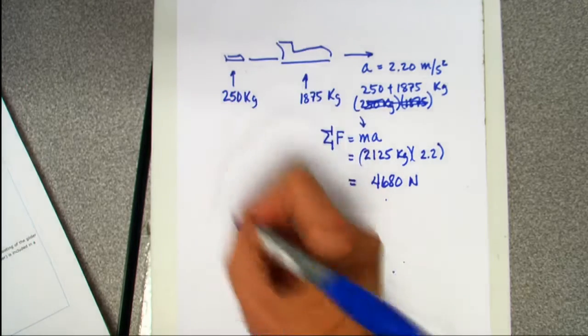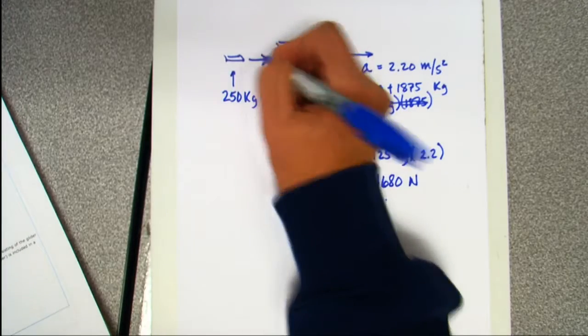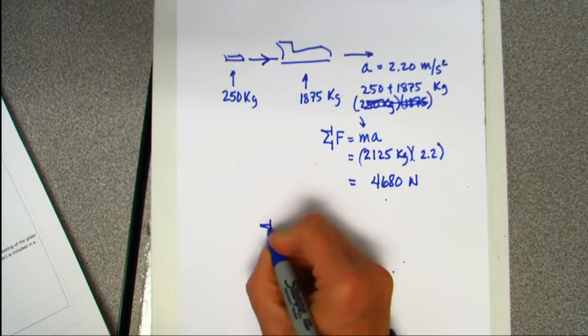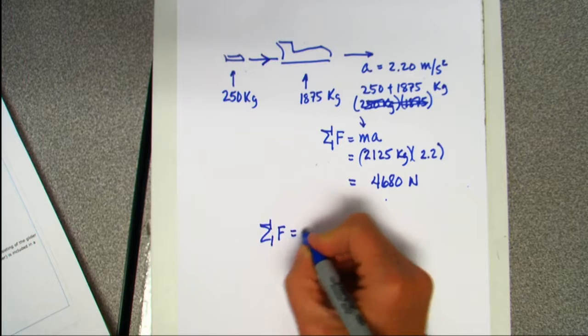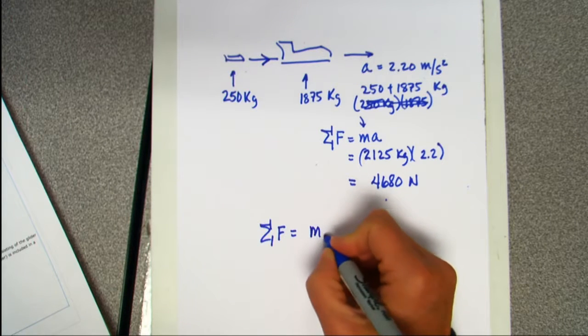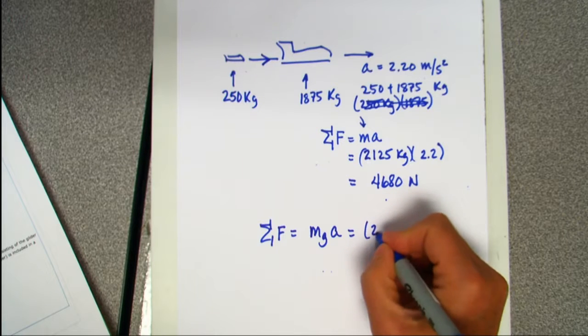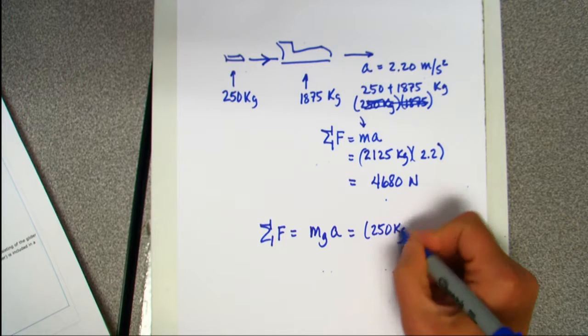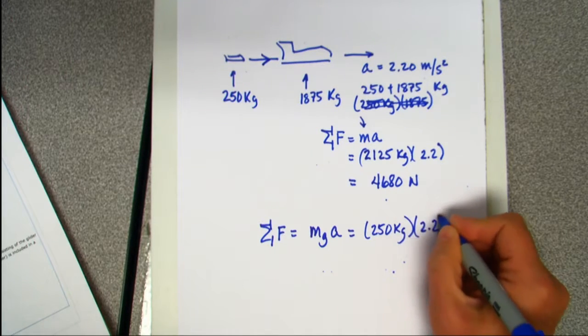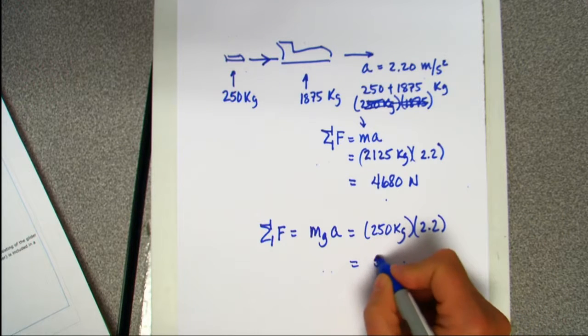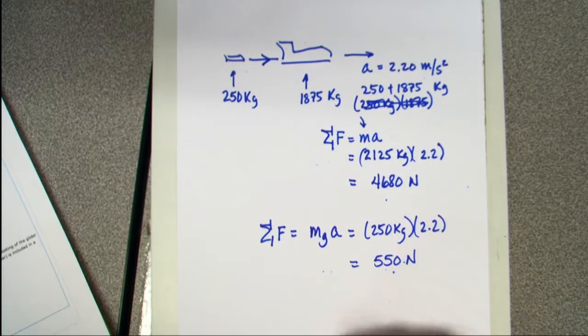If I want the tension in the rope, that's the summation of forces there, and now this is just the mass of the glider times the acceleration, which is going to be my 250 kilograms times my 2.2, which gives me 550 newtons.